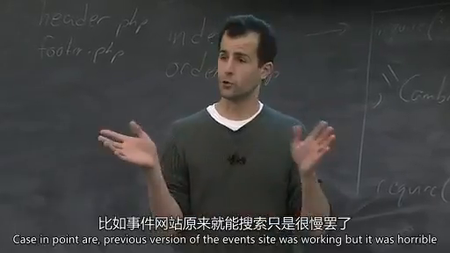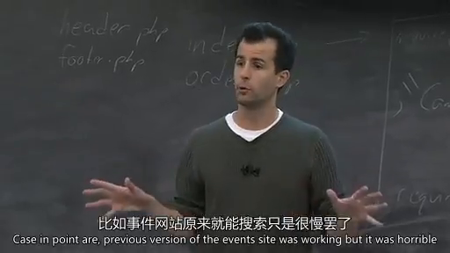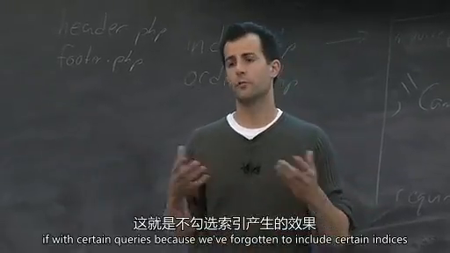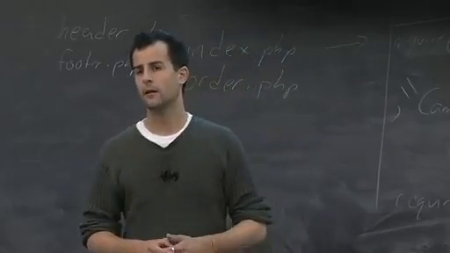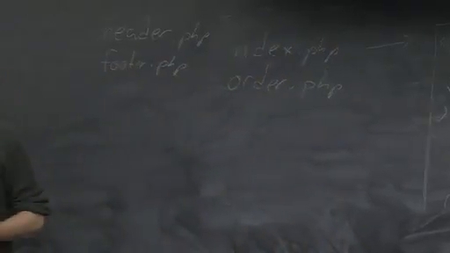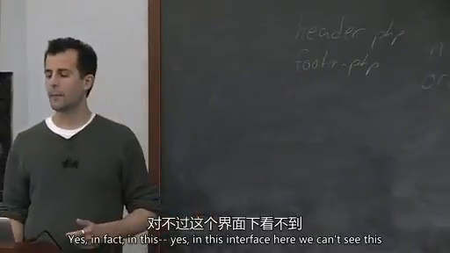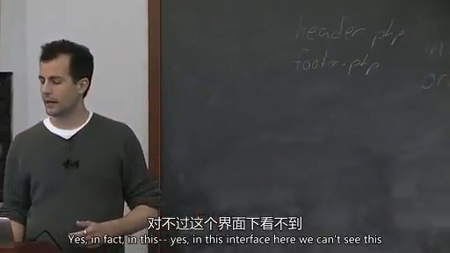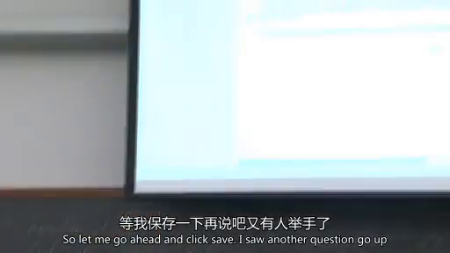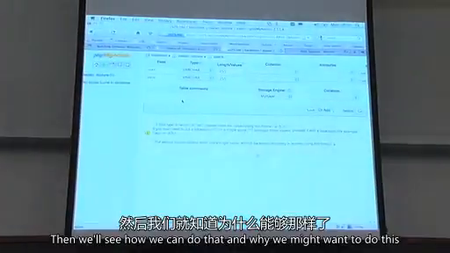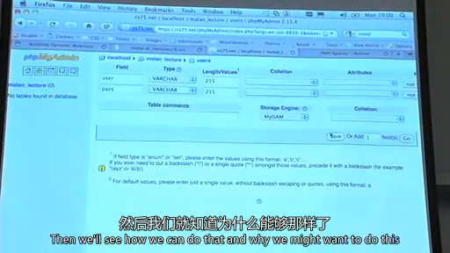Case in point, our previous version of the event site was working, but it was horrible with certain queries because we had forgotten to include certain indices. Can indices be made up of more than one field? Yes, in fact. In this interface here, we can't see this. So let me go ahead and click save. Then we'll see how we can do that and why we might want to do this.